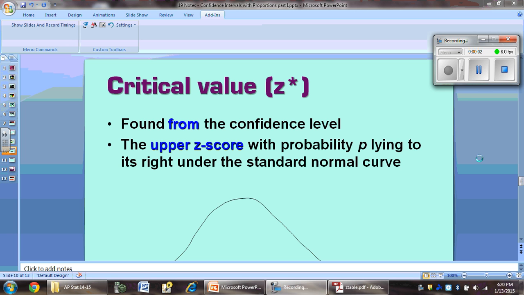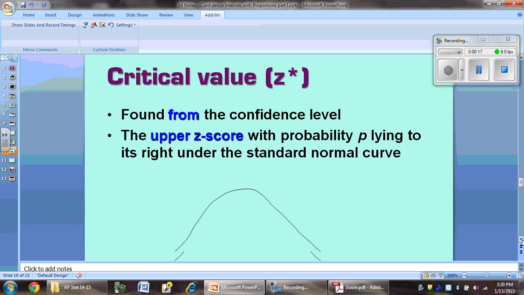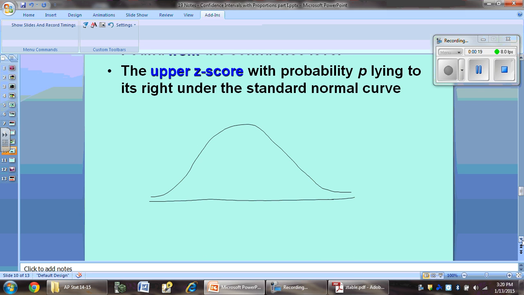Okay, so this is just a quick little video on how we find that Z-star number, which is a Z-score, based on what level of confidence we want. So this is our critical value when we're finding a confidence interval. So if we wanted, like, I don't know, a 92% confidence level, that means we're dealing with the middle 92% of our data.